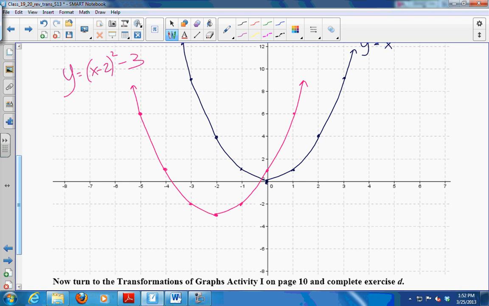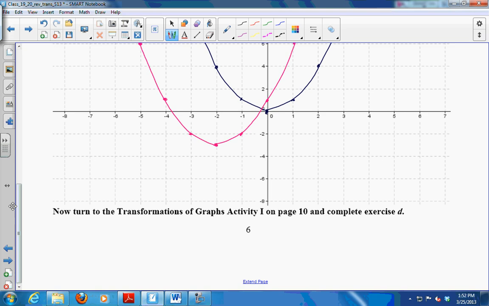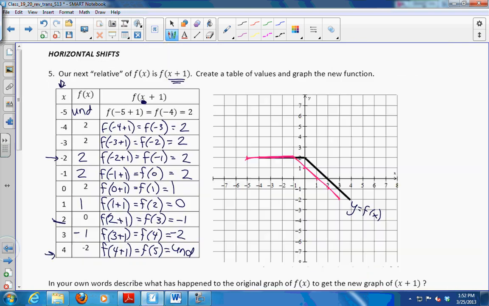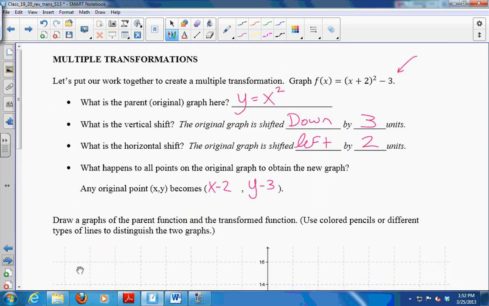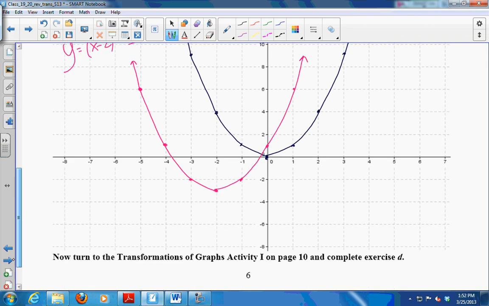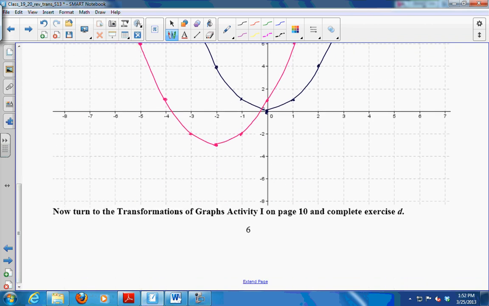All right, so I want you to turn to page 10. Oh, did I skip something? I skipped something. Okay, do A through D. Turn to page 10 and do A through D.